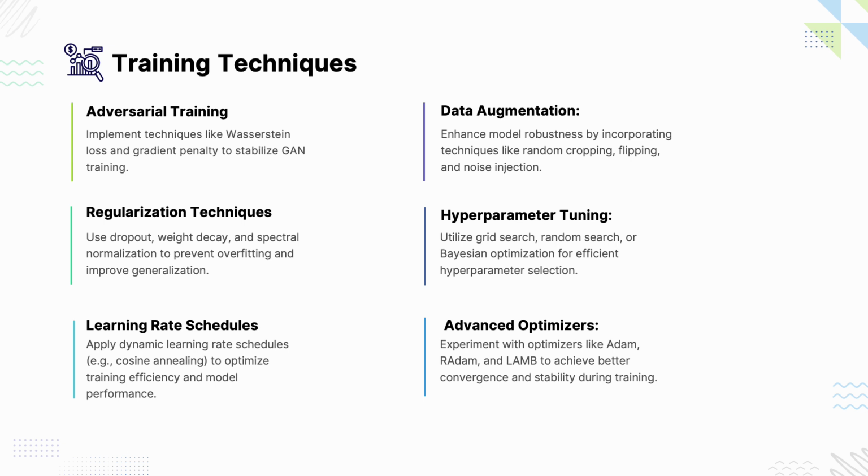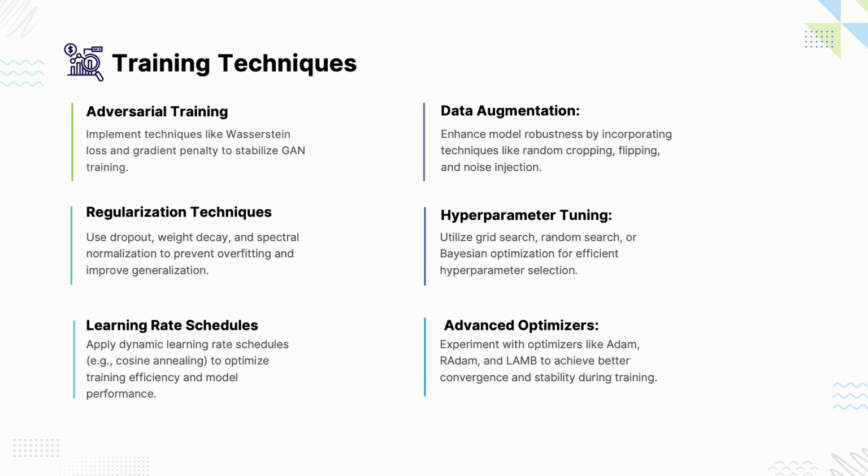Finding the right combination of hyperparameters is essential in generative AI. Methods like grid search, random search, and Bayesian optimization allow you to efficiently explore the best hyperparameters for your model. This step is crucial for maximizing the quality of generated content, be it images, text, or audio.